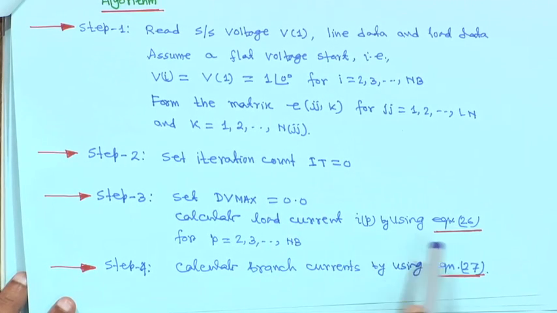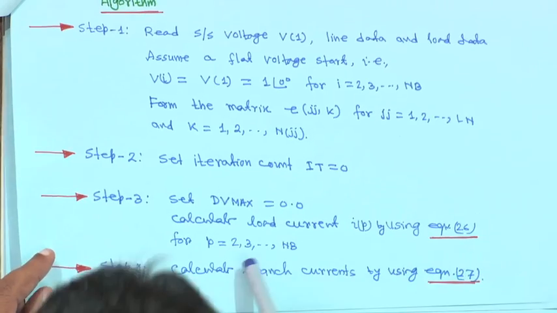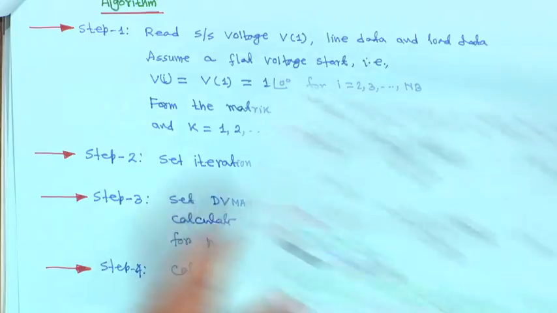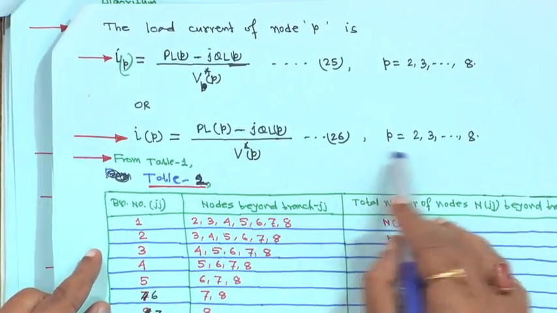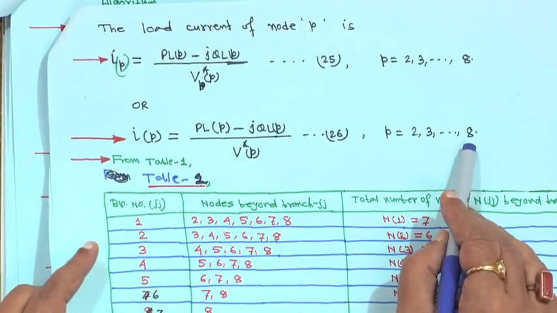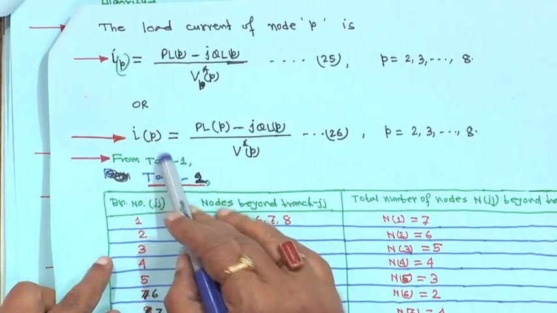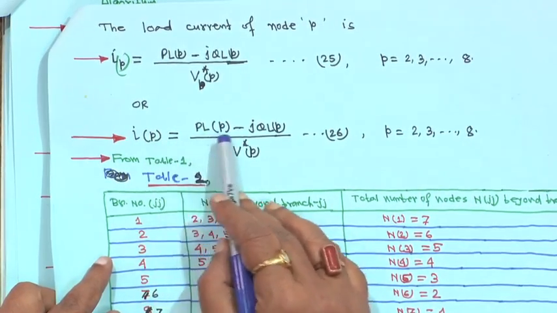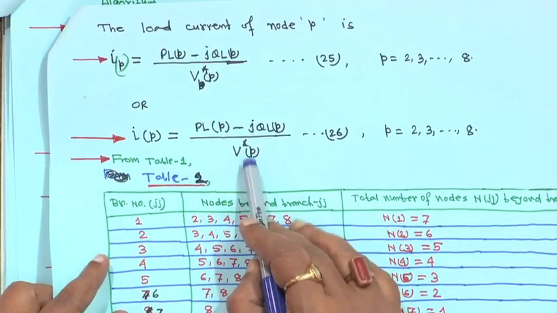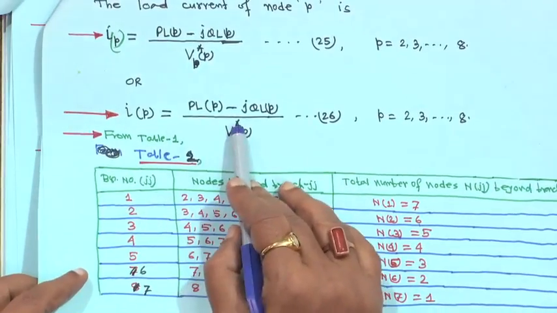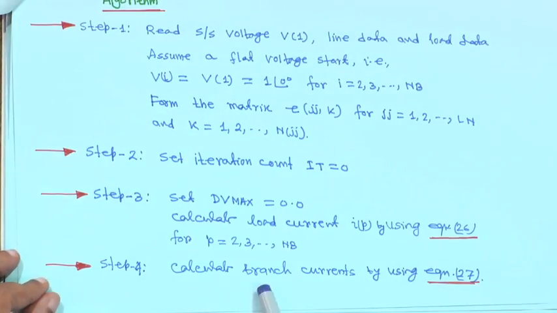Calculate load current IP by using equation 26 for P is equal to 2, 3 up to NB. So, let me go to equation 26, this is equation 26, right. For P is equal to 2, 3, here I am writing 8 because we have taken 8 nodes; in general you have NB number of nodes. So, find out the load current IP, because PL and QL are known, and initial values of V are known because here it is a flat voltage start, right. So, naturally initial values of load currents you can compute in per unit. That is why calculate your first IP using equation 26.